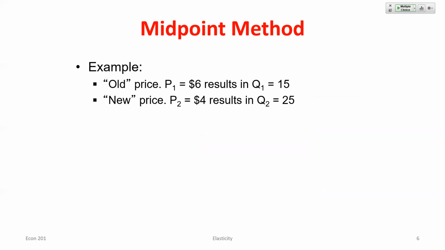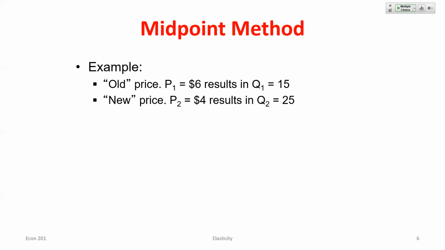So let's go through a full example. Let's say I've got a starting price and we see a price change. Think about how we do it. What did I start out with here? I've got an original price of $6, and the quantity demanded at that point is 15. I then see a change in the price, I move to the second price of $4, and as I lower the price, the quantity demanded has gone up to 25.